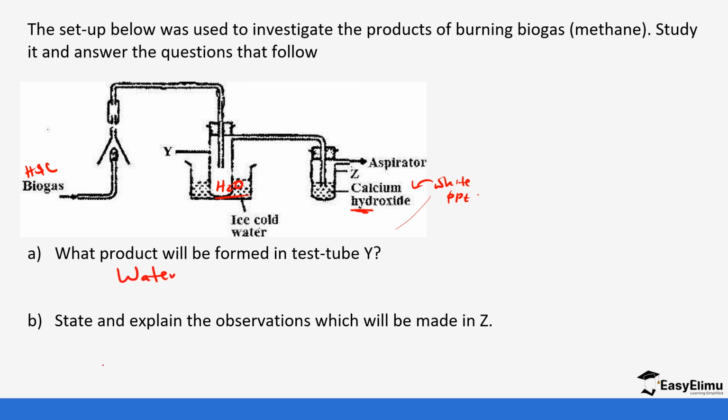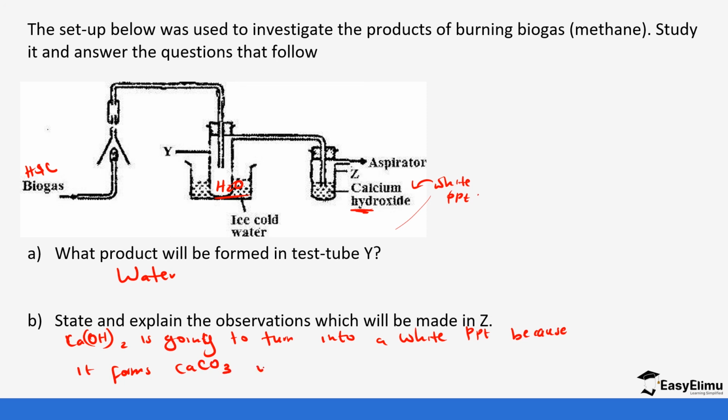And then the second question, state and explain the observation made in test tube Z. So calcium hydroxide is going to turn into a white precipitate because it forms calcium carbonate when reacted with carbon dioxide.